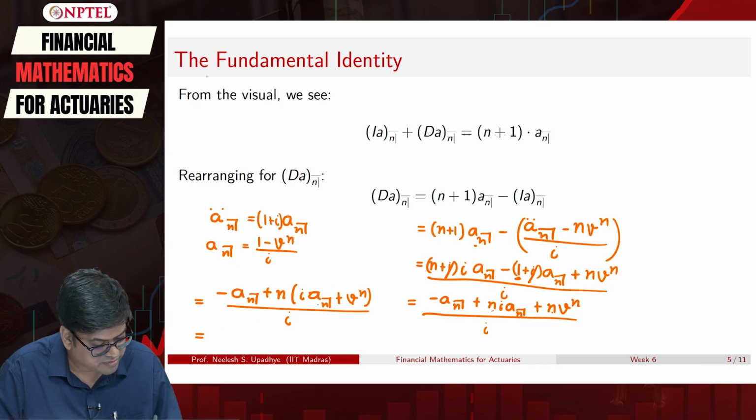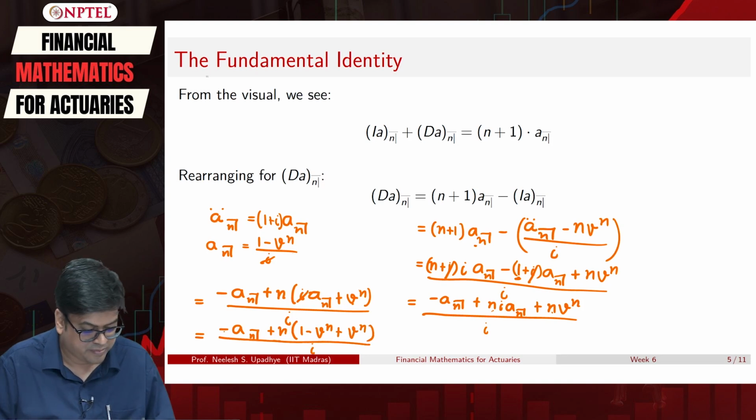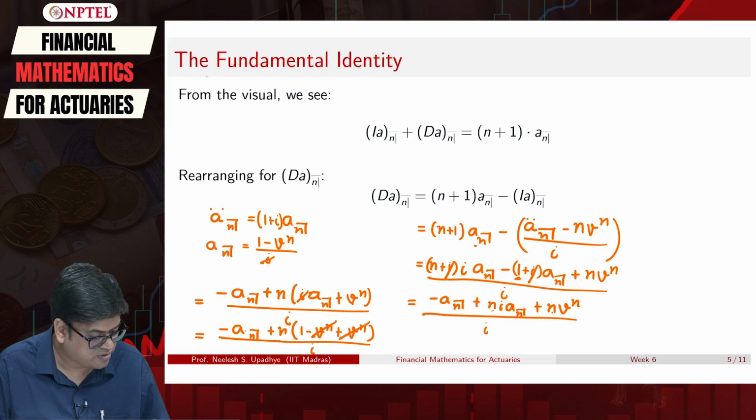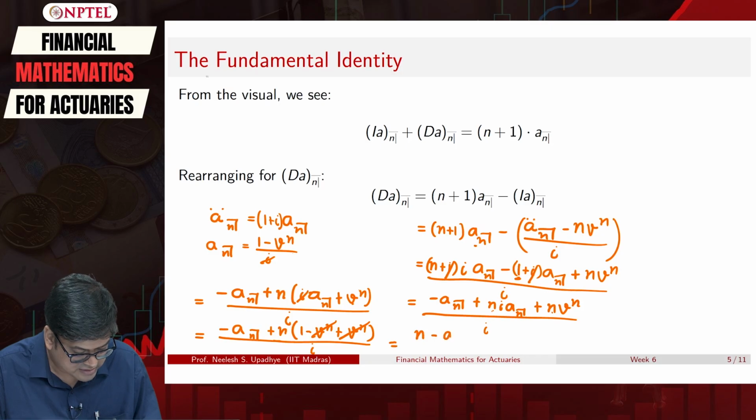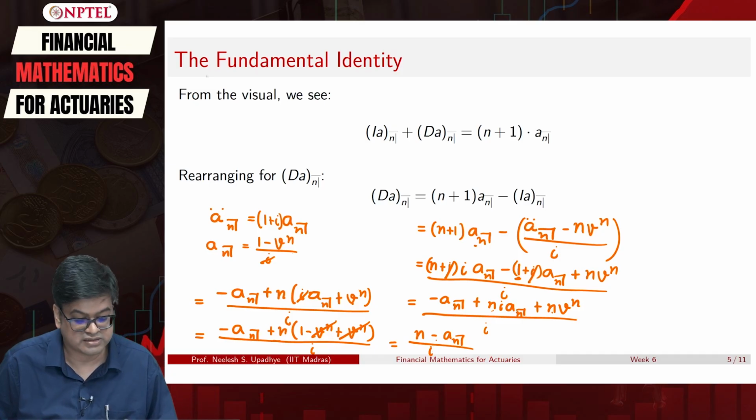If I substitute this 1 minus v raised to n upon I, this I will get cancelled off. So I have minus A angle n plus n, I will be cancelled with this I, and 1 minus v raised to n will survive. So it is 1 minus v raised to n plus v raised to n upon I, whole thing upon I. So what will this give me? This gets cancelled off. So it is n minus A angle n upon I, right. Is that what we will get? Yes, that is what we will get.